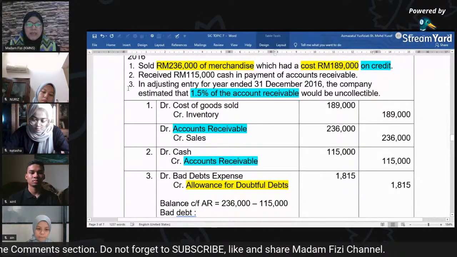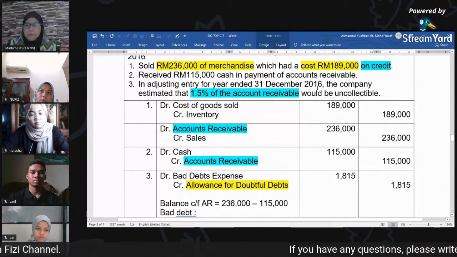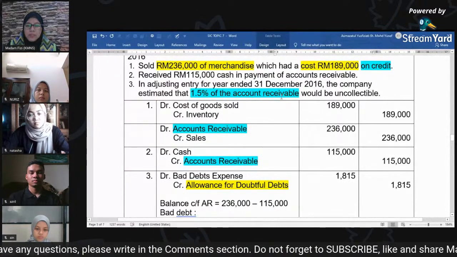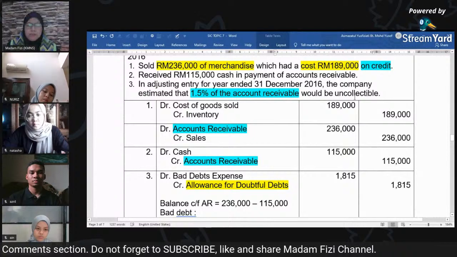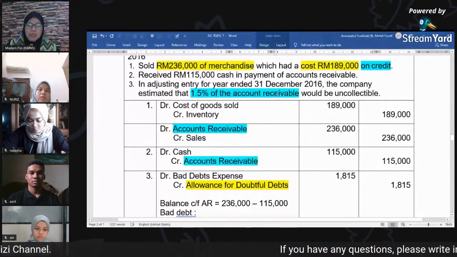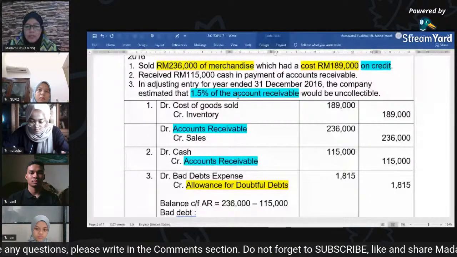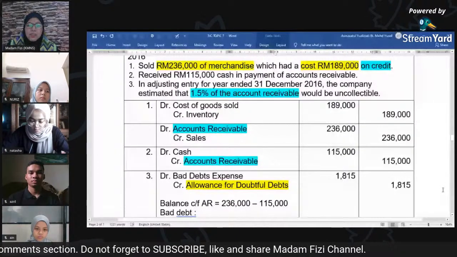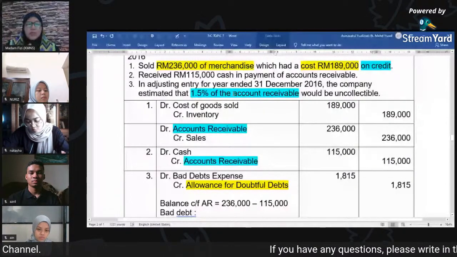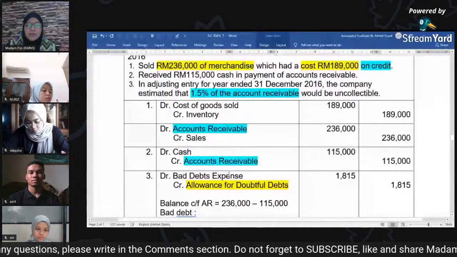Okay, transaction number 3. In adjusting entry for the year ended 31st December 2016, the company estimated that 1.5% of the accounts receivable would be uncollectible. Okay, kenapa I highlight the 1.5% of the accounts receivable? This is the method. That means the company uses the percentage of accounts receivable method. So kita kena buat apa? We have to make a journal entry for bad debt expenses. The journal is debit bad debt expenses and credit allowance for doubtful debt.